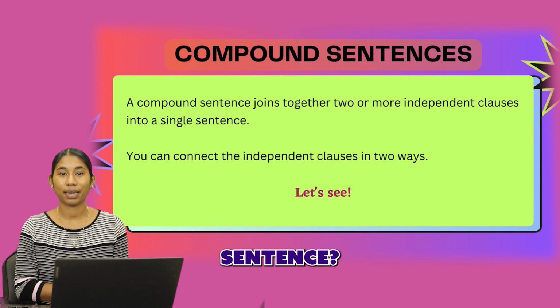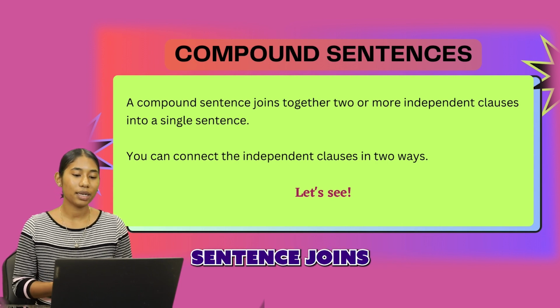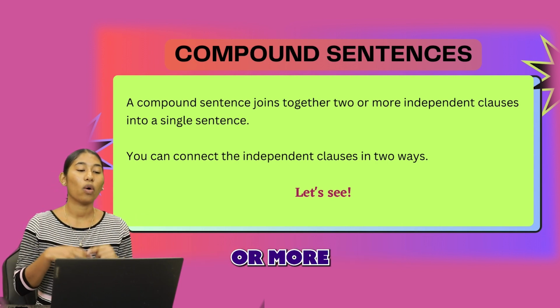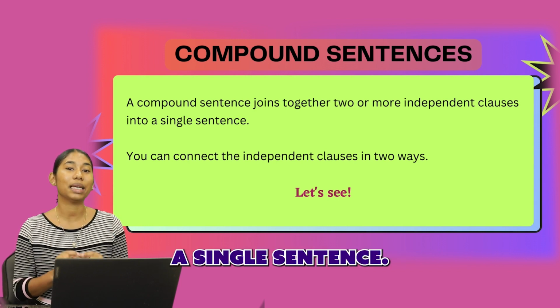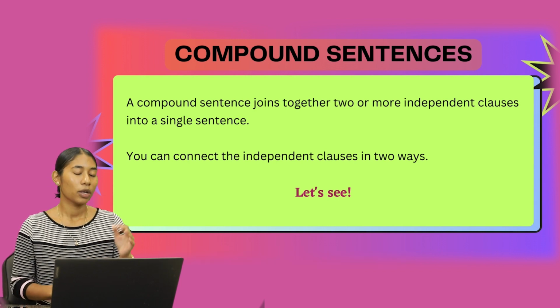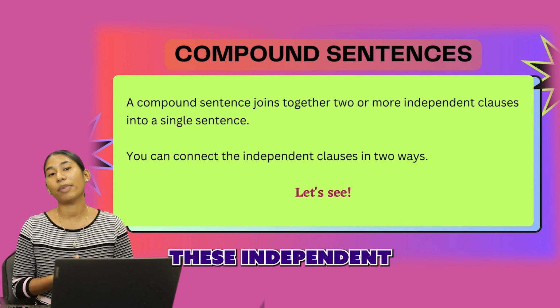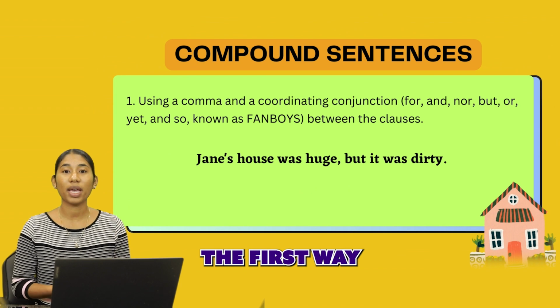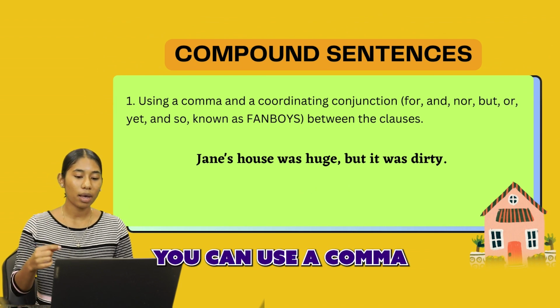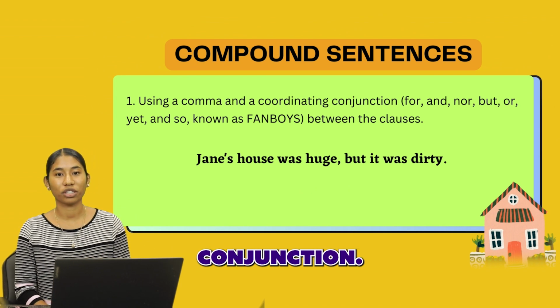Let's look at compound sentences. What is a compound sentence? A compound sentence joins together 2 or more independent clauses into a single sentence. So you can connect these independent clauses in 2 ways. The first way, you can use a comma and a coordinating conjunction.